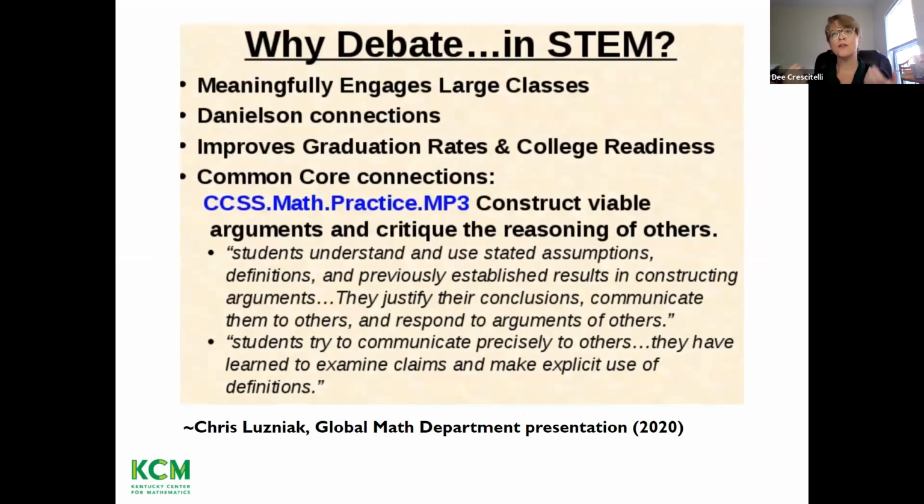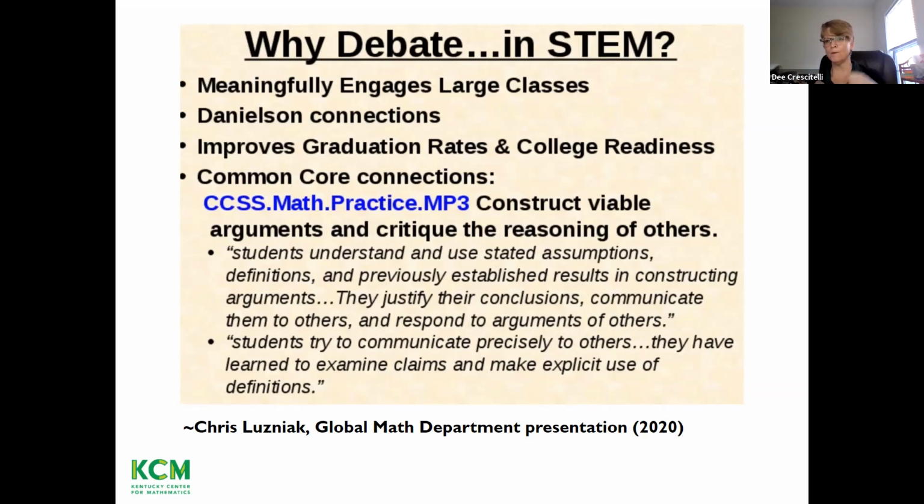So the author of the book did a presentation for the global math department, a little series of things, and he talked about why debating in STEM, in any of the classes. So math, science, technology. I could posit you can have debates in any subject at all. We could debate in art class, right? But it's a good way to engage. If you've got large classes, it's a snappy, quick thing.